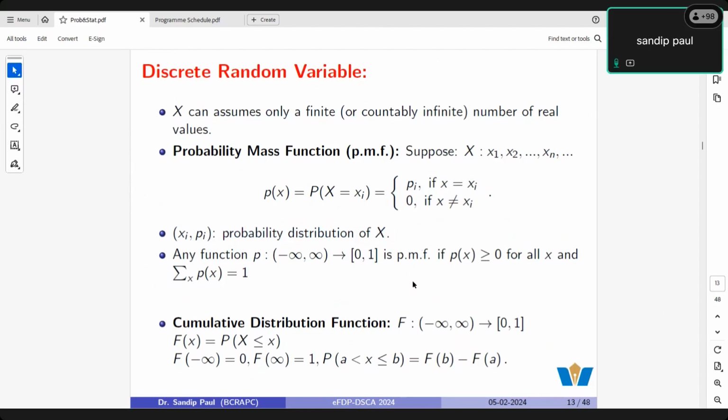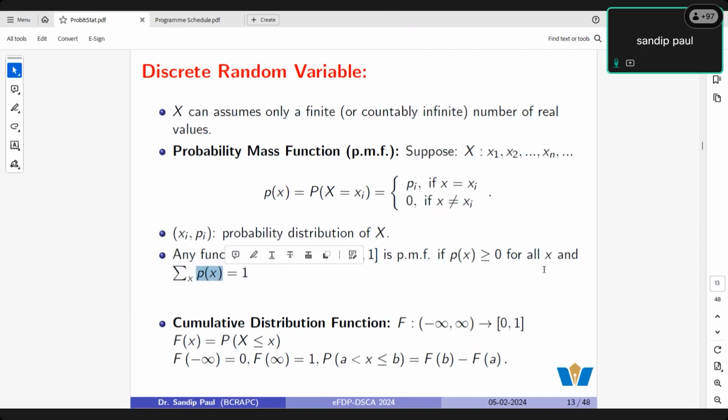And if we have any function, here we can see the probability function from minus infinity to infinity into 0, 1 is the PMF. That means the probability will lie between 0 and 1, and the probability of X at any value is always greater than or equal to 0. And the sum of all probabilities will be 1. So if we add all these probabilities at different x values, we will get 1.